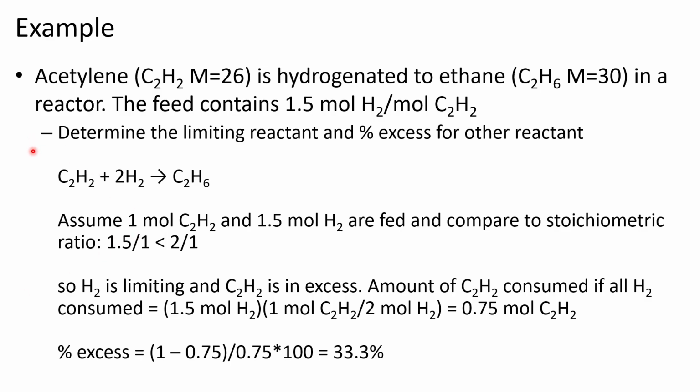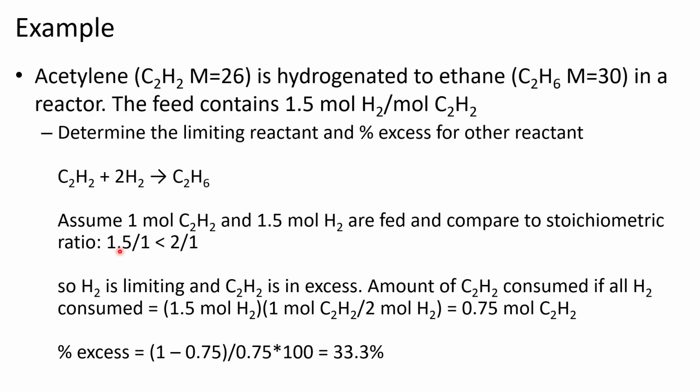Now we're going to determine the limiting reactant and the percent excess for the other reactant. The chemical reaction we're considering here, the hydrogenation of acetylene to ethane, is reproduced. We're going to assume 1 mole of acetylene is fed, and because we're given the ratio is 1.5 moles of hydrogen per mole of acetylene, that means 1.5 moles of hydrogen would also be fed. And we'll compare the ratio of the feed rates to the stoichiometric coefficient ratio.